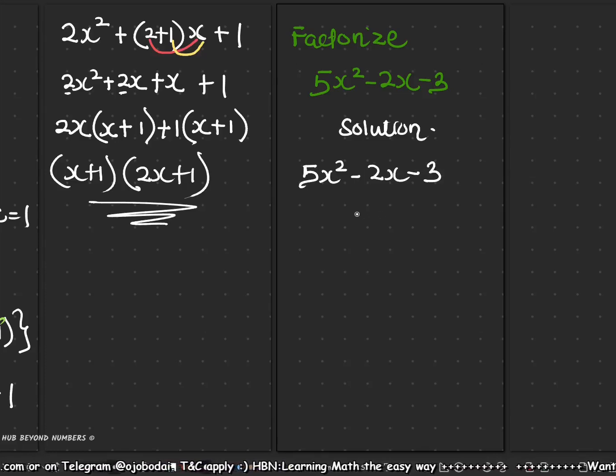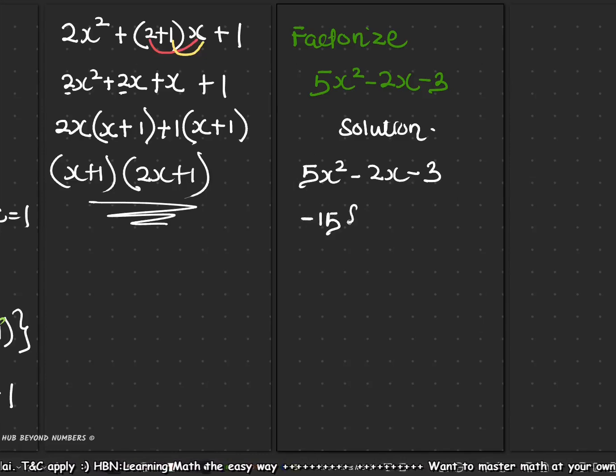So we first of all do what? Multiply our a by our c. This time around, our a is 5, and then our c is negative 3. So 5 times negative 3 gives us negative 15. Then we are now looking for factor pairs of negative 15, which when added give us what? A negative 2. There are so many factors. So let's just take the one that will satisfy.